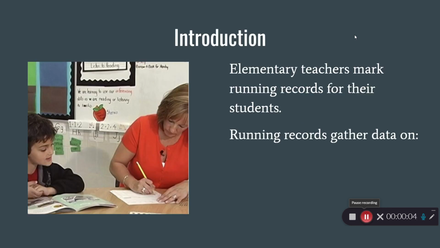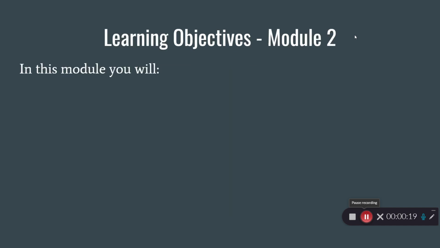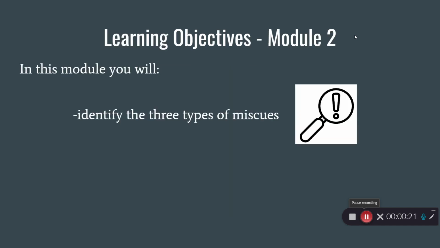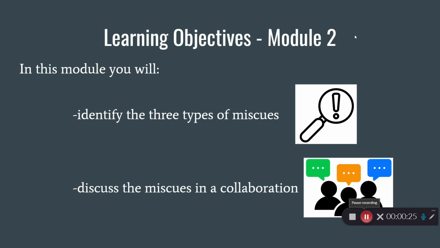Throughout the course of a school year, elementary teachers complete running records on each student. Running records gather data on errors, self-correction, and miscues. This course will focus on miscues in a running record. In this module, you will identify the 3 types of miscues, discuss the miscues in a collaboration.